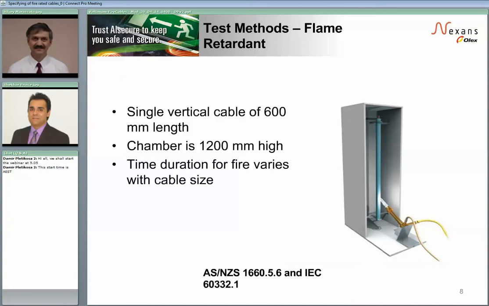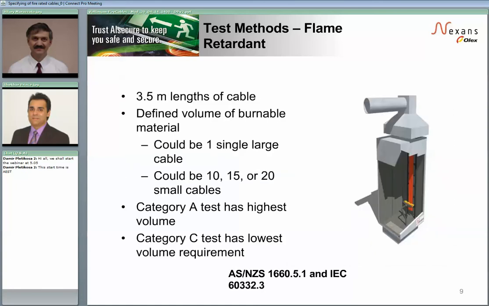The chamber on the right has 3.5 metre lengths of cables mounted on a vertical ladder, so this chamber is much larger. Here we must comply with the requirement of having a nominated volume of burnable materials. So it can be a single large cable, but with smaller products we may need to mount on the tray 10, 15 or 20 smaller cables to achieve the volume required. Now a category A test has the highest volume requirement, and a category C has the lowest volume requirement. There's a burner at the bottom of the chamber, and in this particular test, the fire and flames must not rise any further than 2.5 metres.